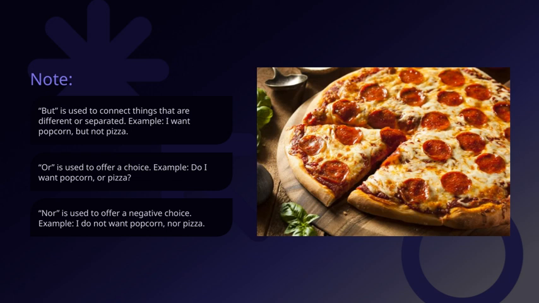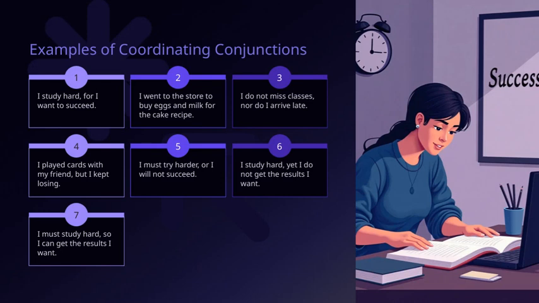Understanding these words helps us communicate choices, negatives, and contrasts clearly, which is essential when we're trying to express ourselves precisely and connect ideas smoothly. On this slide, we're exploring examples of coordinating conjunctions and how they connect ideas.